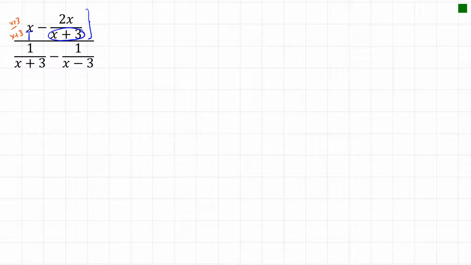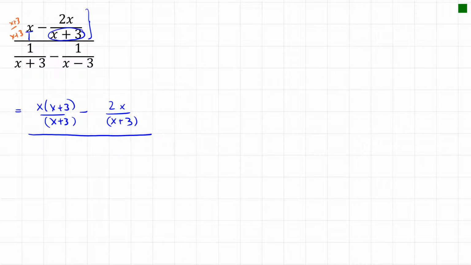And that ends up then looking like x times x plus 3 over x plus 3 minus 2x over x plus 3. So there is the numerator. Notice we now have a common denominator. We're going to do the same thing in the denominator of this complex fraction. Here the denominator has a lowest common denominator of x times x minus 3, x plus 3.